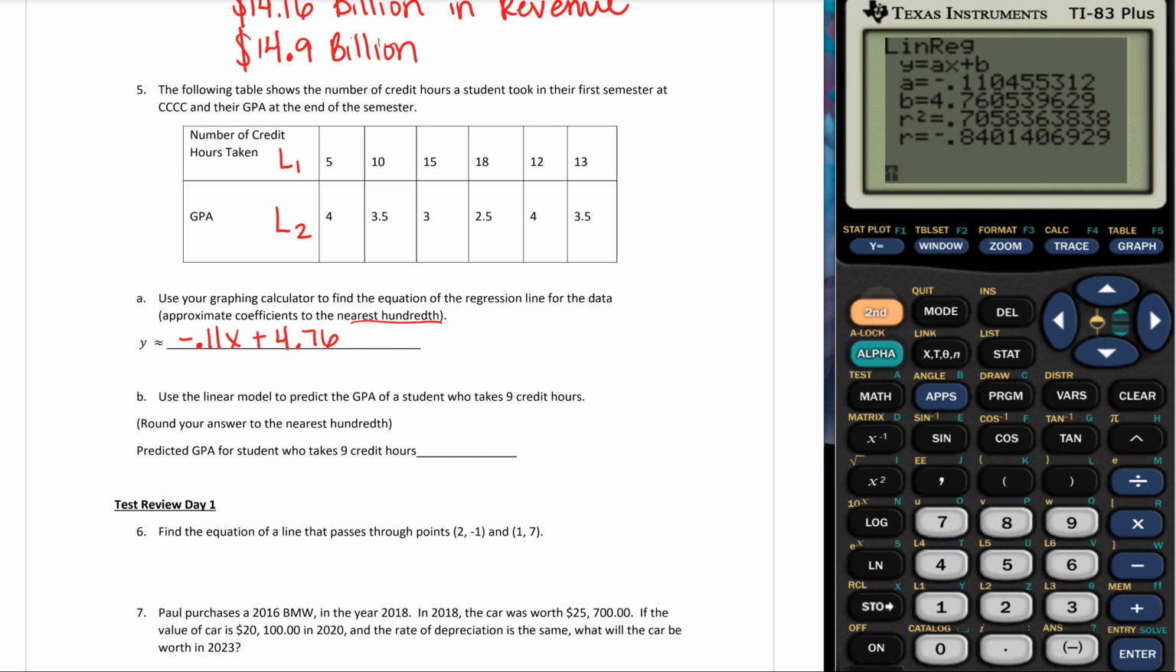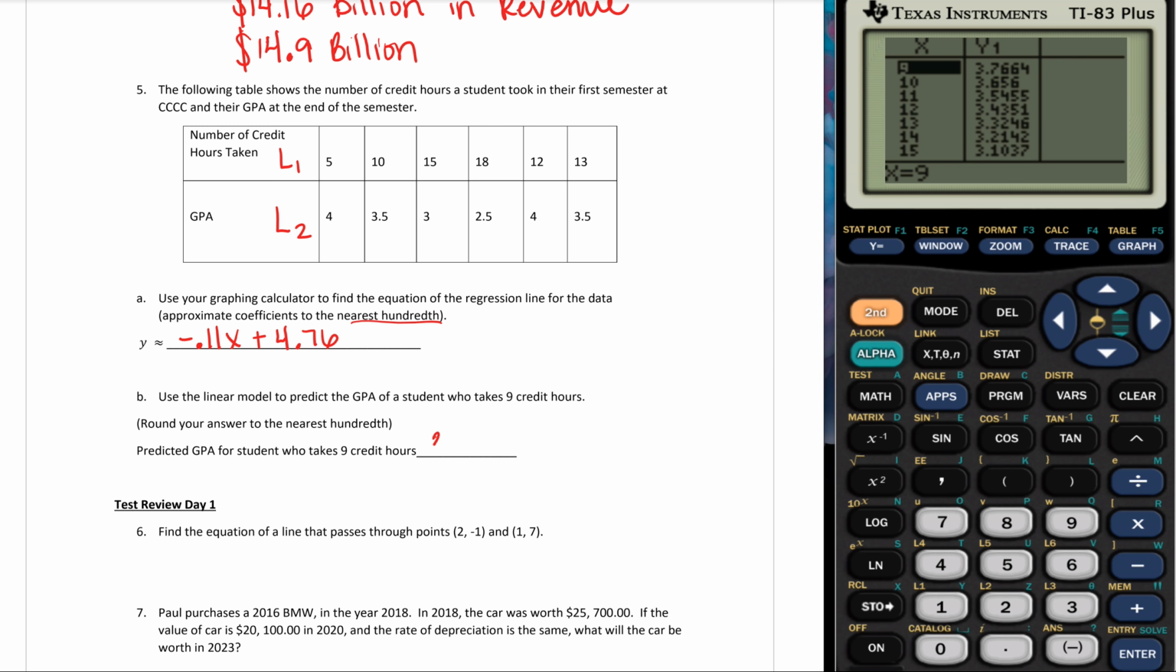Now it says use the model to predict the GPA of a student who takes 9 credit hours. So I'm going to go and hit second table set. I'm going to change that to 9, hit enter, and then really quick I'm going to go to my graph, and it says it's 3.7664. Let's see, round your answer to the nearest hundredth. So I'm going to do 3.77. My favorite little button is that second table set. It immediately jumps to the answer that I'm looking for.